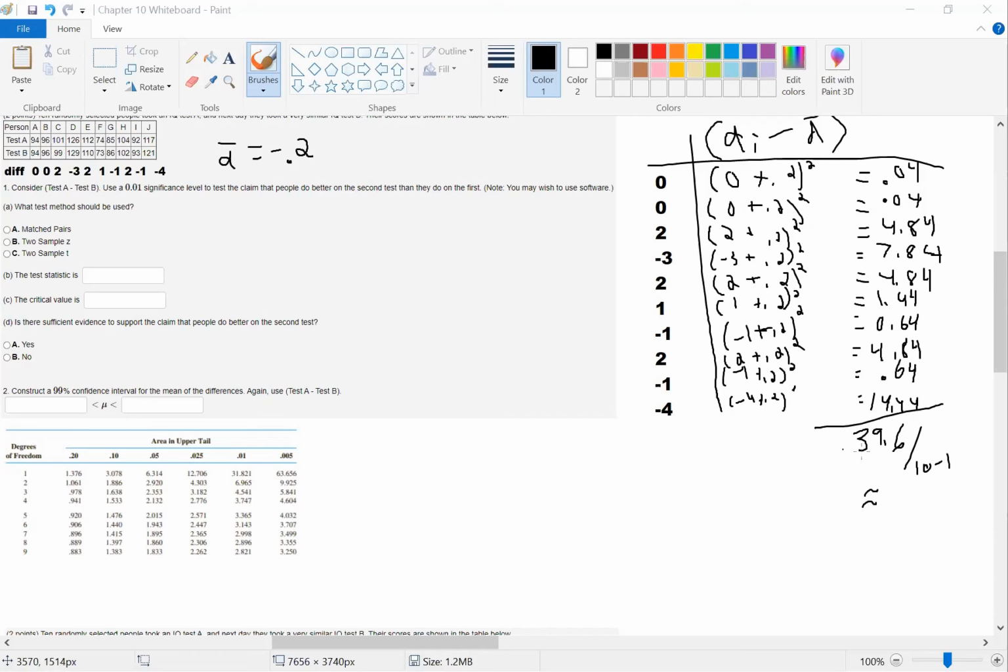Ah, that's very nice. Don't have to worry about rounding. 4.4. So now we have our sample variance. We can finally move on. Now we can do the test.